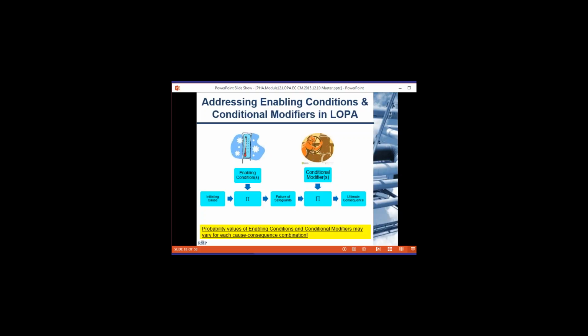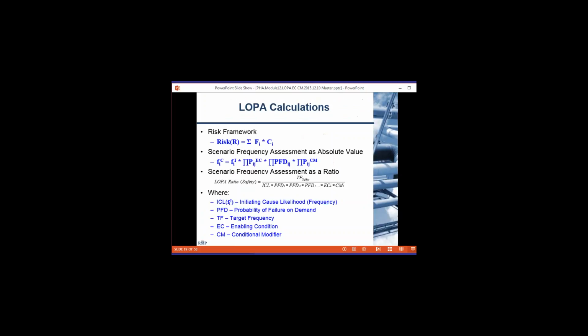Okay, so now that we understand how the enabling conditions and conditional modifiers get addressed in LOPA, let's take a quick look at the mathematics. For those of you who like equations, I wanted to make sure that the slide comes in. And we're going to talk a little bit later about the importance of understanding the scenario when you're doing these kinds of things. The first equation in blue is basically the concept of risk. The idea that you need to understand the likelihood of the event and the severity of the event to really get an appreciation of the importance of not only the event itself, but also the importance of the safety features in their functionality to protect people, the environment, or equipment.